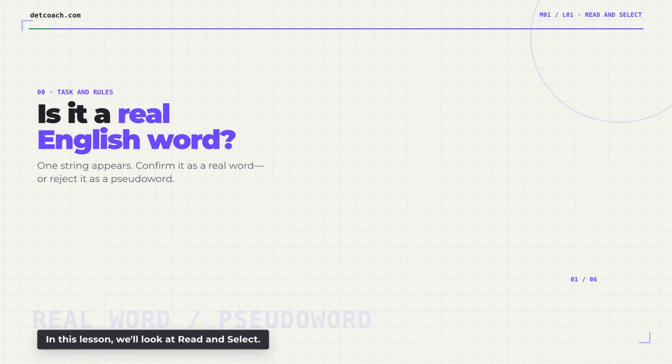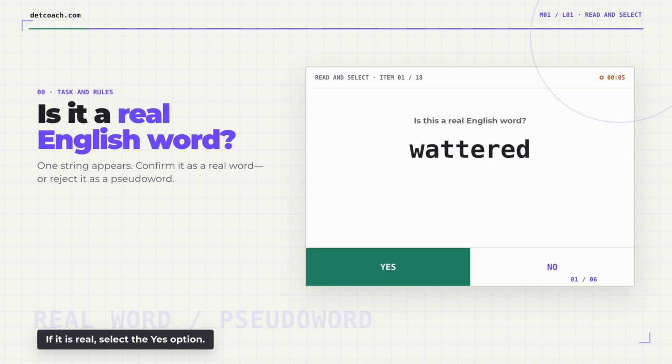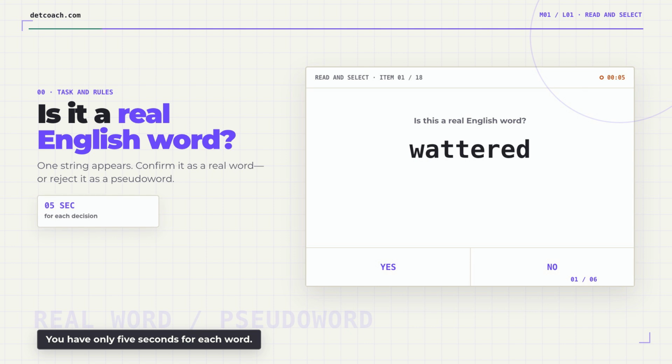In this lesson, we'll look at Read and Select. The interface for this question type is simple. A word appears on the screen, and you decide whether it is a real English word. If it is real, select the Yes option. If it is not, select the No option. You have only 5 seconds for each word. The test usually presents 15 to 18 words.